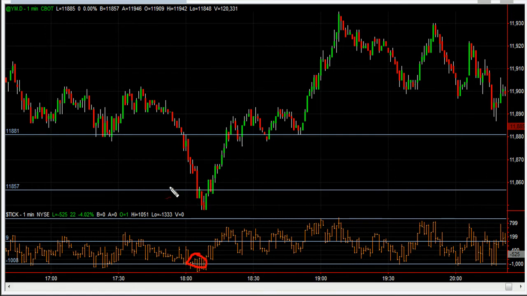We approach our 57, it's between 50 and 60, but 57 I think was the actual low. We approach that and we break through it. Now this is where it gets interesting, because we have really low ticks. We've got minus 1300 ticks there, and the price is starting to hold.